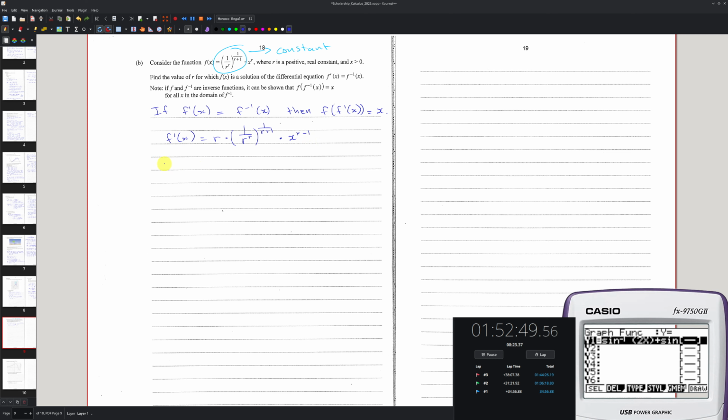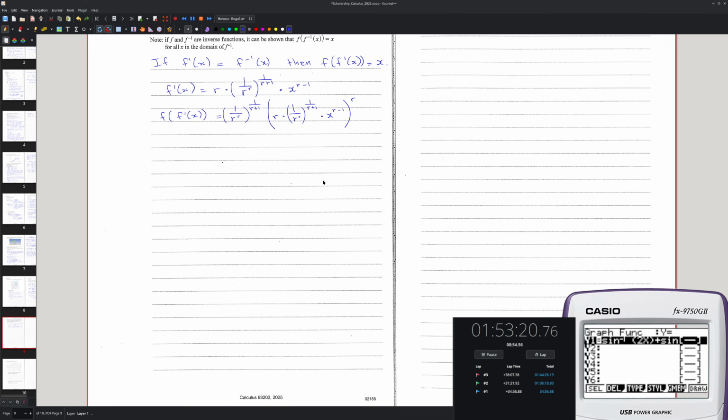So f of this is equal to 1 over r to the r times 1 over r plus 1 times r times 1 over r to the r to the power of 1 over r plus 1 times x to the r minus 1 to the power of r. But this is kind of cooked.